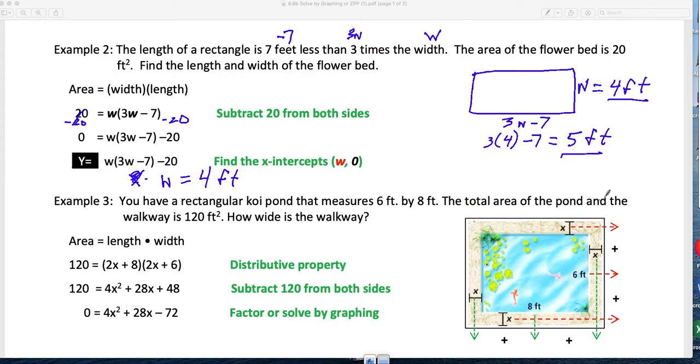The total area of the pond and the walkway. So this is the walkway. The whole area of this whole outside part is 120 square feet. All I need to know is how wide the walkway is. I don't have to do anything else. So area is equal to length times width. There is 120 square feet is my area.